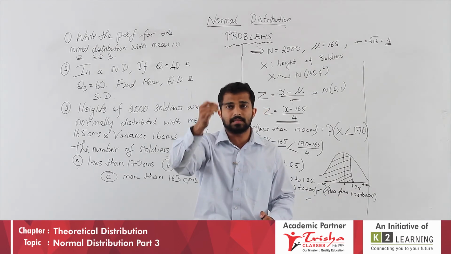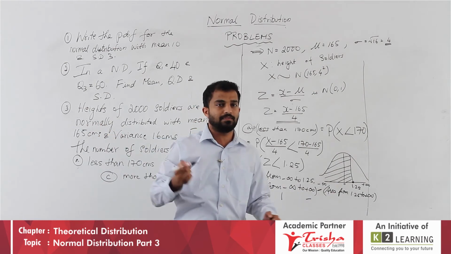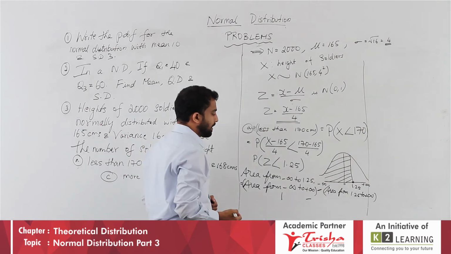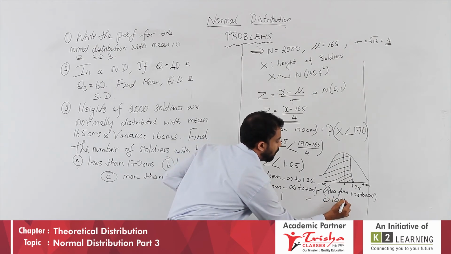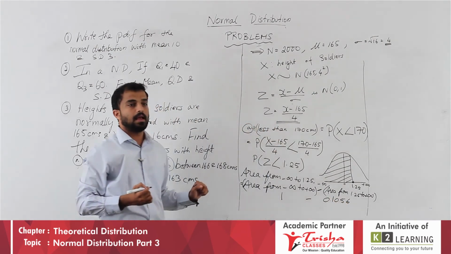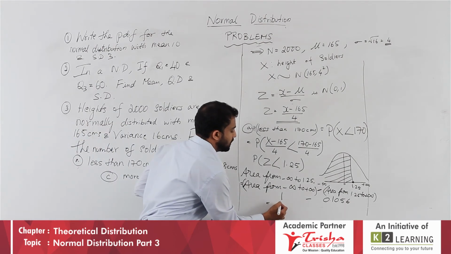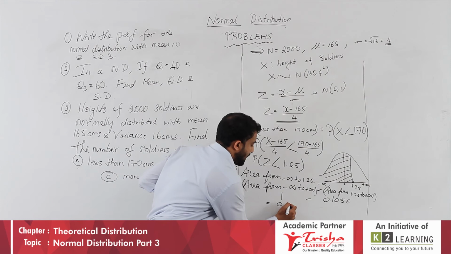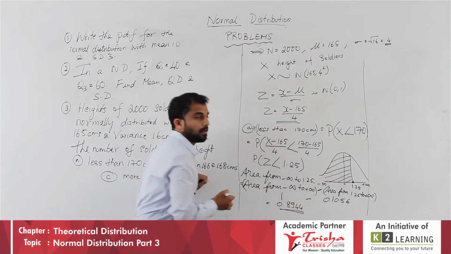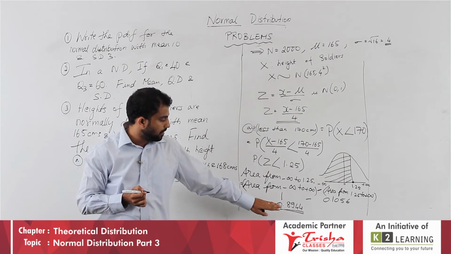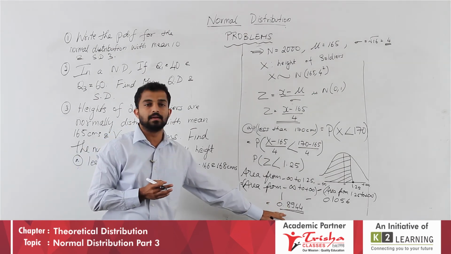Quickly in your Z tables check where is 1.25. So, 1.25, how much is the area? You should get 0.1056. And when we minus this, you will get the answer as 0.8944. Many students think that they have achieved the answer and they stop here itself.